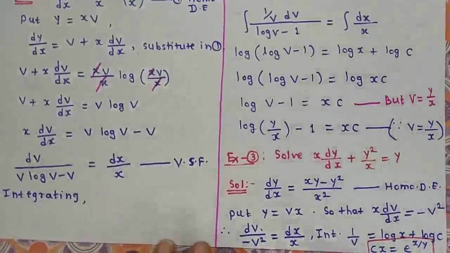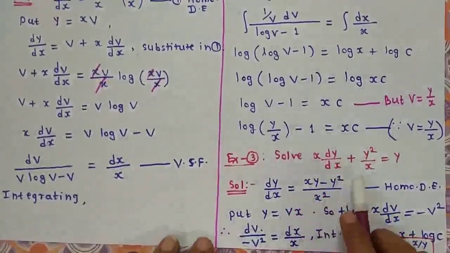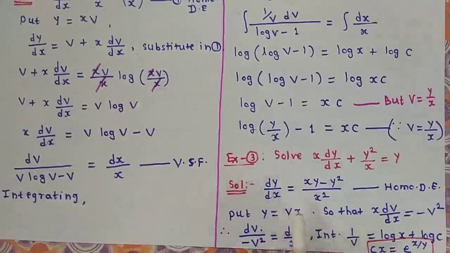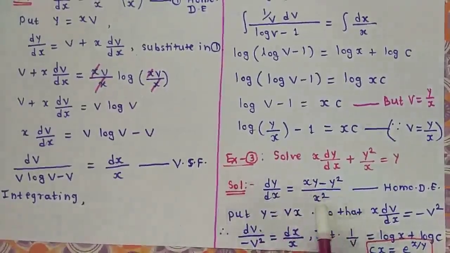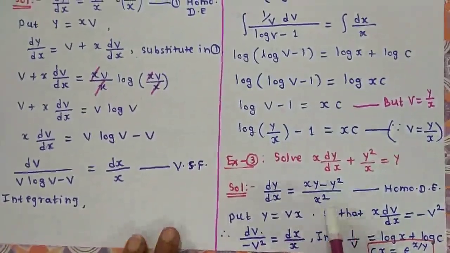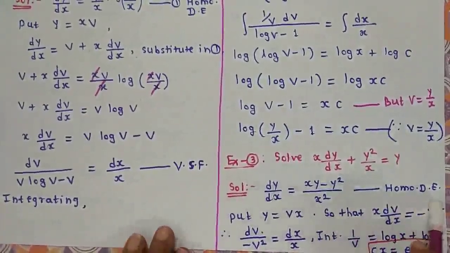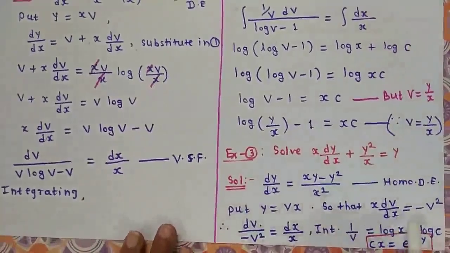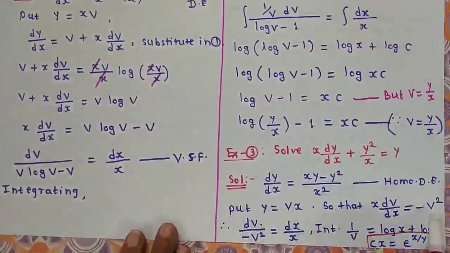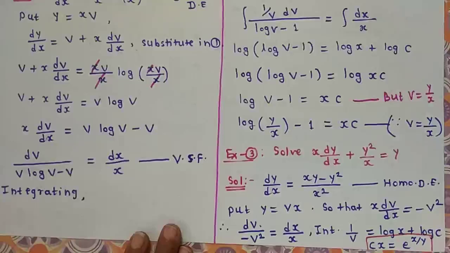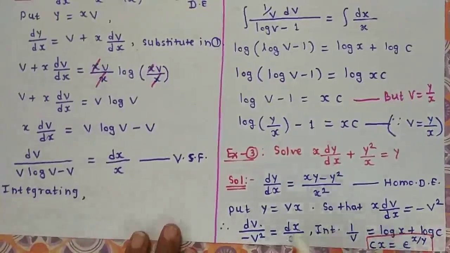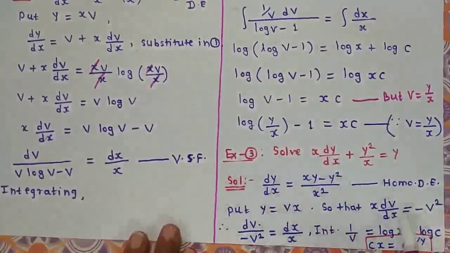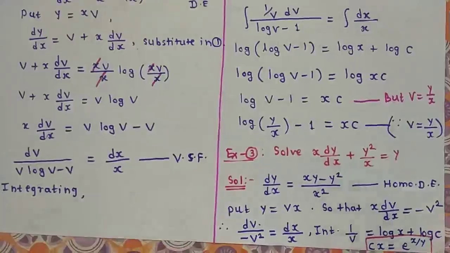Now take the third example. Solve x dy by dx plus y square by x equals y. Now this equation can be written as dy by dx equals xy minus y square upon x square. Degree of numerator is 2, degree of denominator is also 2. That's why this is a homogeneous differential equation. So here we put y equals vx, so that due to this substitution, the given equation is reduced to x dv by dx equals minus v square. Here I skip a few steps.